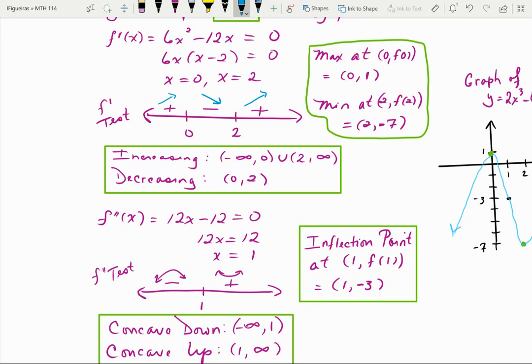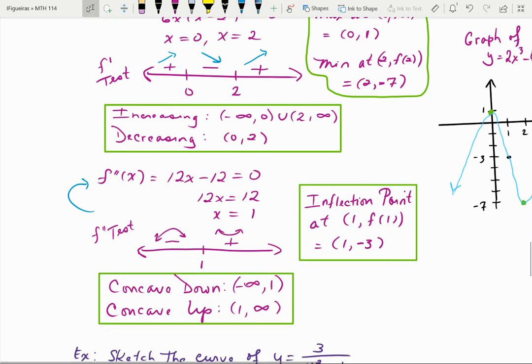We're going to test if this is an inflection point, and we're going to test it by plugging into the second derivative, which is right here. Pick something less than 1. 0 is an easy choice. You get a negative result, means it's concave down. Pick something greater than 1, like 2. Plug it in, you get a positive result. That means that the graph is concave down from negative infinity to 1 and concave up from 1 to infinity.